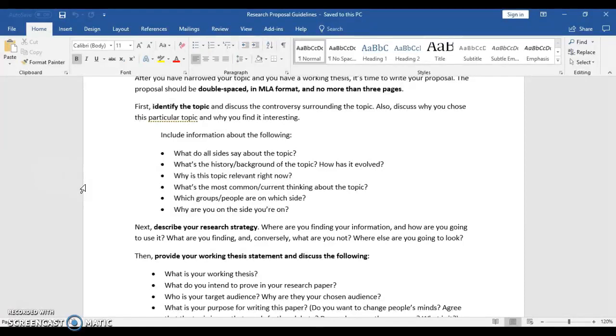What do all sides say about the topic? What's all the information available out there? Of course, you can't find every single piece of research, but you should try to get a good sampling of all sides, the history and the background, how it's evolved. You need to be able to explain why it's relevant now. You need to be able to find and articulate the most common or current thinking about the topic. You need to kind of know which groups or people are on which side.